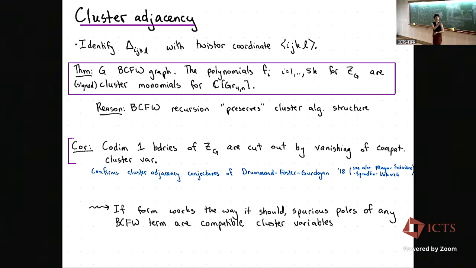And as far as I know, we don't understand why that's the case at all. We just know that it's true because we proved it, but we don't understand why cluster algebras enter the picture from a physics perspective at all. I should also say this phenomenon where codimension 1 boundaries are cut out by compatible cluster variables is called cluster adjacency, or is a version of something called cluster adjacency. This particular version was first conjectured by Drummond, Foster, and Gürdoğan. And there's also a related paper of Mago, Schreiber, Spradlin, and Volovich.